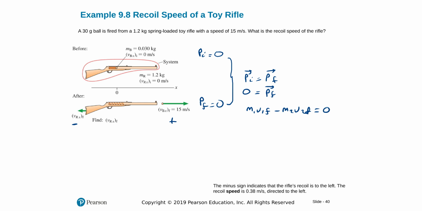Right, this is the rifle's recoil. I called that V2 final. To simplify it, I call this V1 final. And the ball, they have their masses M1 and M2. We'll put those and solve for what is asked for us, V2 final. If I rearrange this, I would take this guy to the other side as positive. I'll have M1 V1 final equals M2 V2 final.